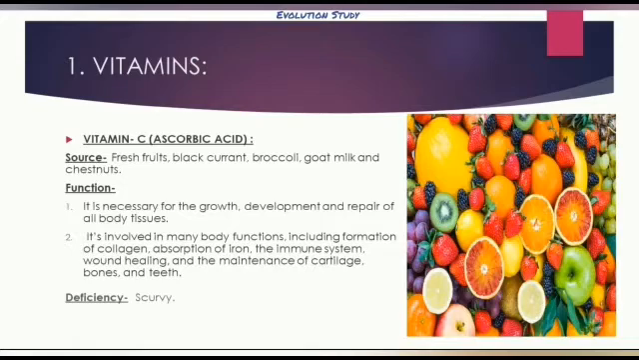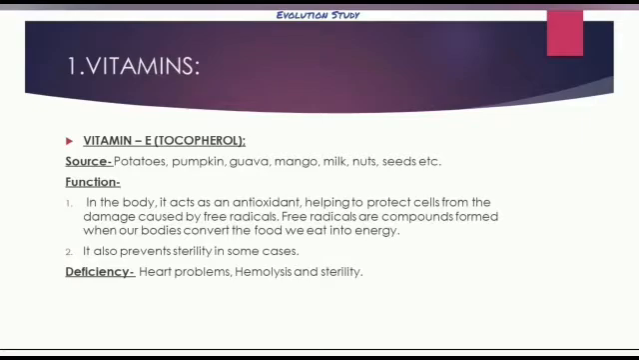Vitamin C, ascorbic acid. Source: fresh fruits, black currant, broccoli, goat milk and chestnuts. Function: it is necessary for the growth, development and repair of all the body tissues. It is involved in many body functions including the formation of collagen, absorption of iron, the immune system, wound healing and the maintenance of cartilage, bones and teeth. Deficiency: scurvy.